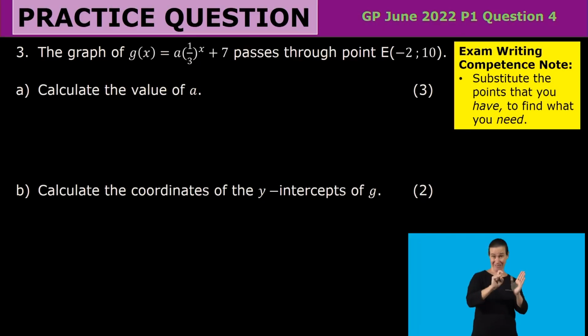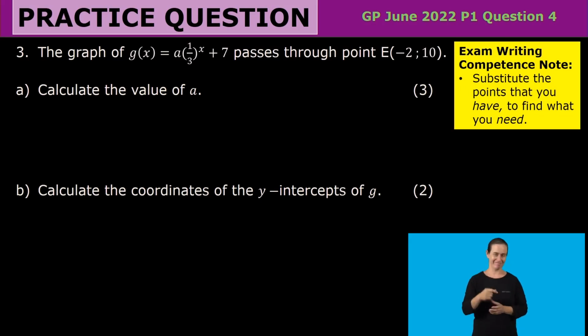Let's continue with our questions. We are going on to that third question, and it says, the graph of g of x is a, open bracket, 1 over 3, close bracket, exponent x, plus 7. And it passes through the point E, which is negative 2 and 10. Our first question there says, calculate the value of A. Firstly, we need to decide what kind of function this is. This is an exponential function, and we see that because of the exponent x.